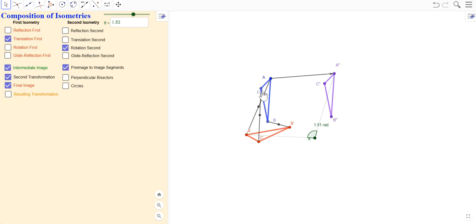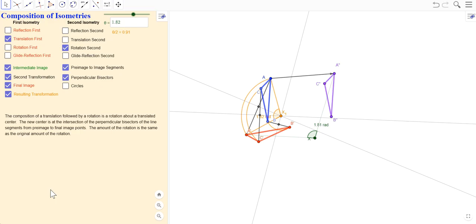If we take the line segments that connect pre-image to image, find their midpoints. Notice those are not in a line, but if we do the perpendicular bisectors, those do cross at a point. That will be the center for our rotation.